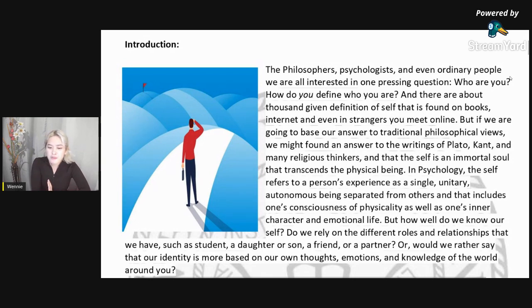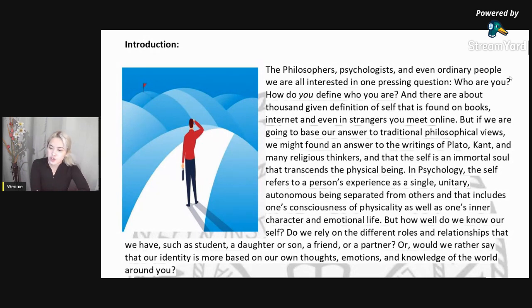And there are about 1,000 given definitions of self that are found in books, the internet, and even strangers you meet online. But if we base our answer on the traditional philosophical views that we already learned from chapter 1, we might find an answer in the writings of Plato, Kant, and many religious thinkers that the self is an immortal soul that transcends the physical being.